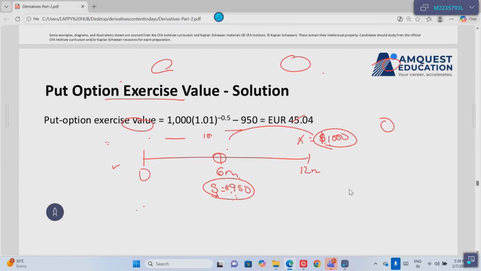You know the answer. 1,000 divided by (1 plus R) raised to N. Correct? So 1,000 divided by 1.01 raised to 0.5. This is the value of $1,000 today. This is the value today. The difference between this value and this value is equal to the value of the option. Clear? The difference between this present value and the current spot price is equal to the total value.